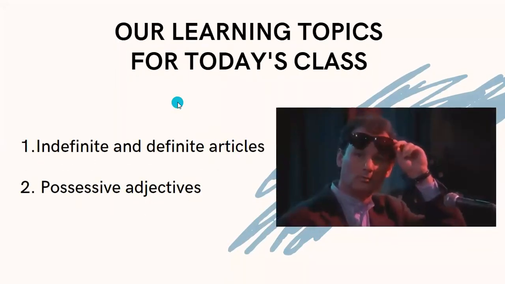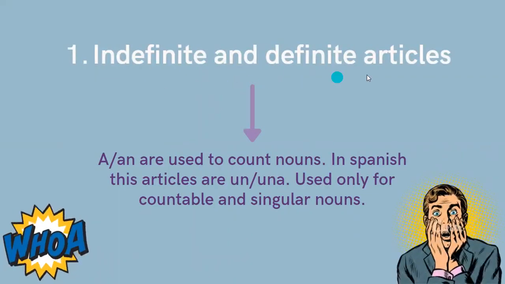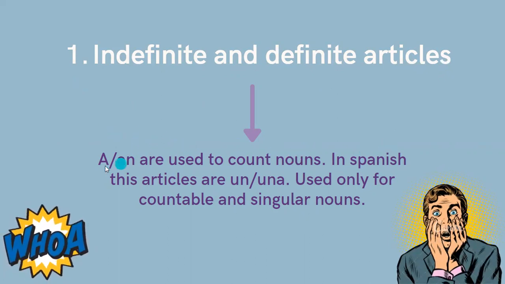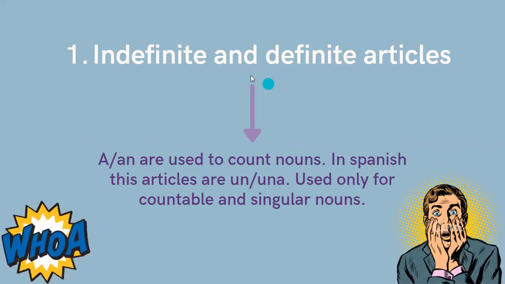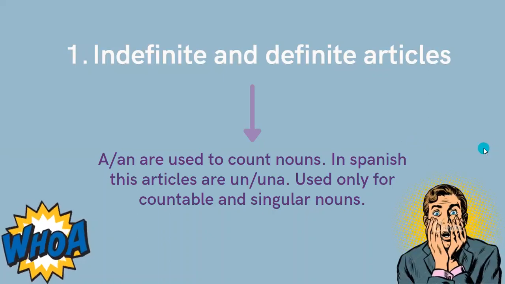Our learning topics for today's class include indefinite and definite articles, as well as possessive adjectives. We're going to start with indefinite and definite articles. A and an are used to count nouns. In Spanish, these articles are un, una. These indefinite and definite articles are used only for countable and singular nouns. We're going to see some examples.